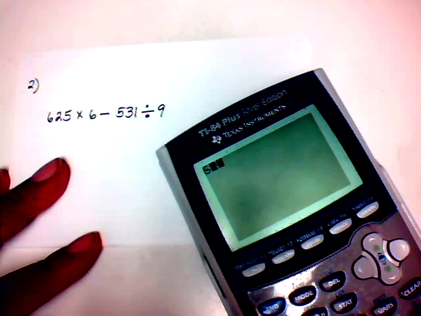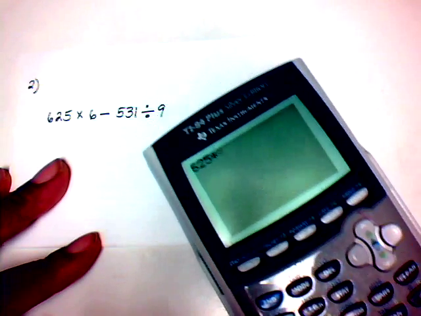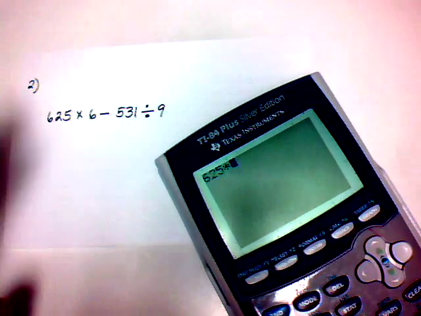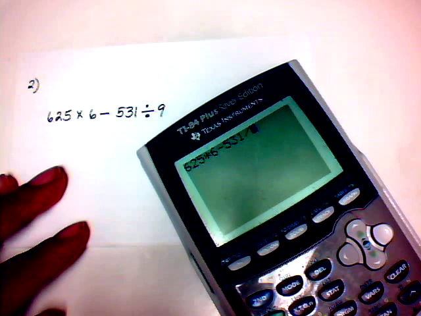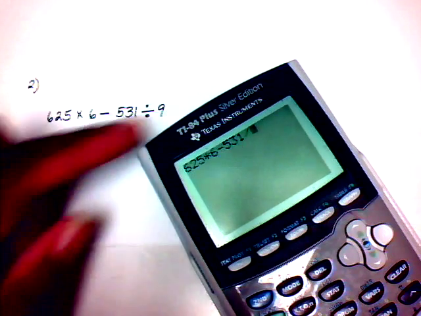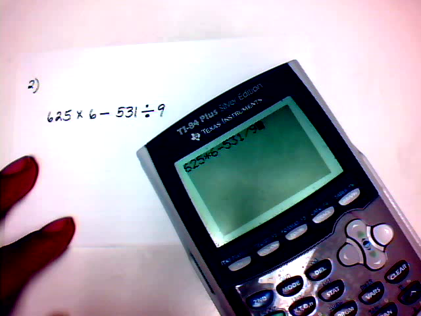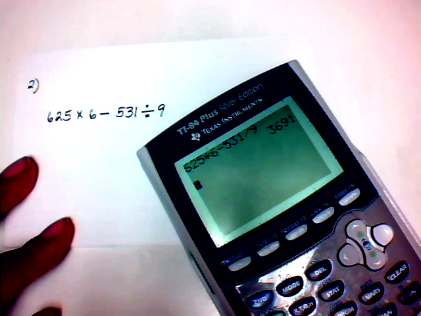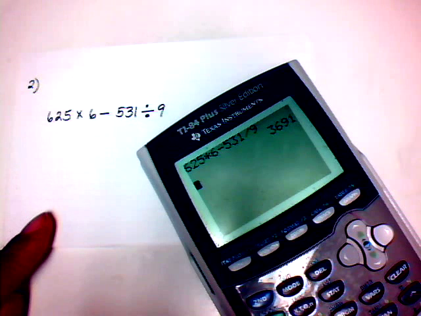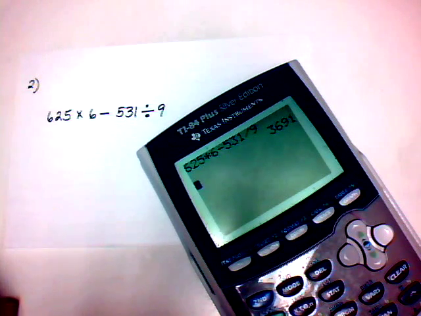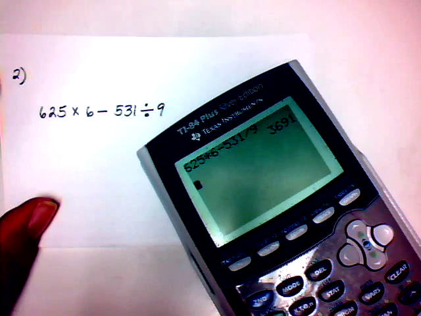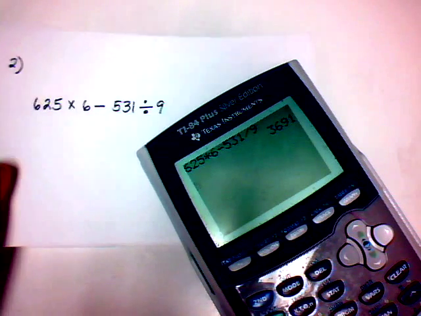So in this case, you'll type in 625 times, and you'll notice the times key gives you an asterisk, which means times, and then 6 minus 531 divided by, and when you hit the division key, you'll get a little slash. The slash means division. Then type in 9, and hit enter. That final answer there will be 3,691. Because what it's going to do is take 625 times 6, and then 531 divided by 9, and then subtract those two preliminary numbers. So this calculator does do order of operations.